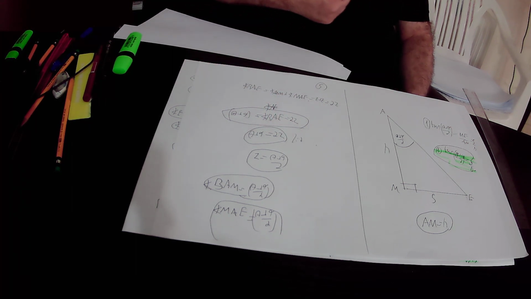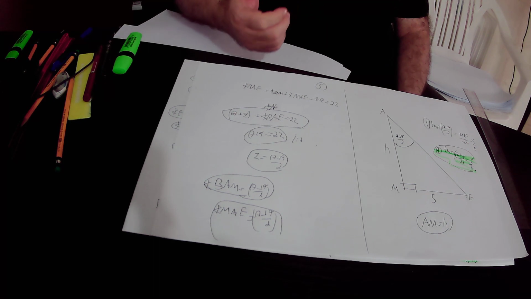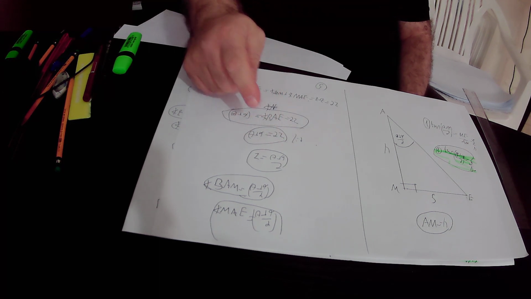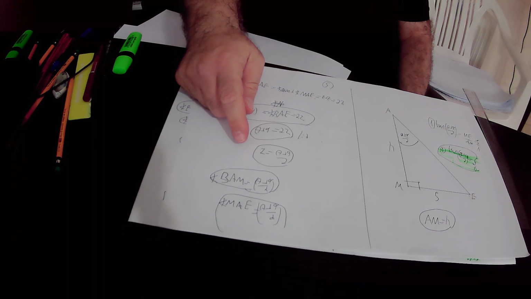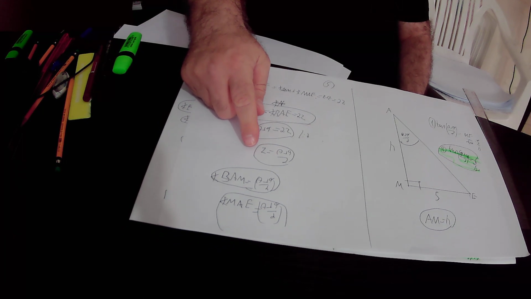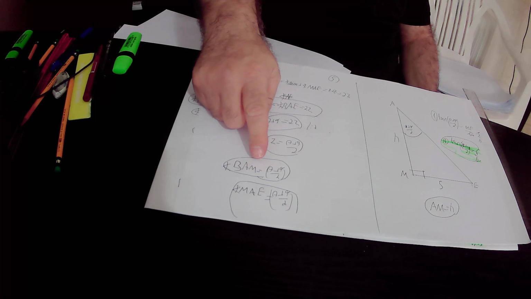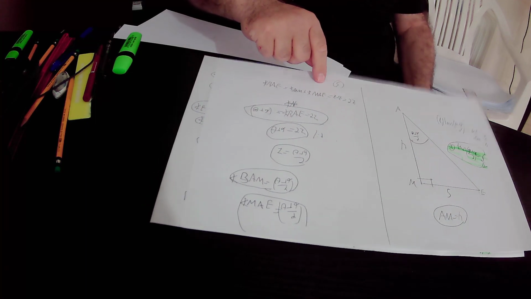But what is angle Z? Angle BAM also equals Z. So, if Z equals theta plus alpha over 2, then angle BAM will also equal theta plus alpha over 2. And angle MAE is also equal to Z. So if Z equals theta plus alpha over 2, then angle MAE will also equal theta plus alpha over 2.